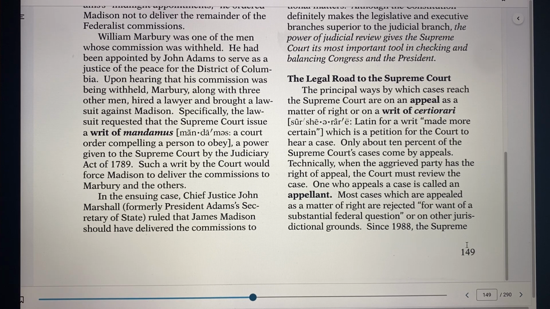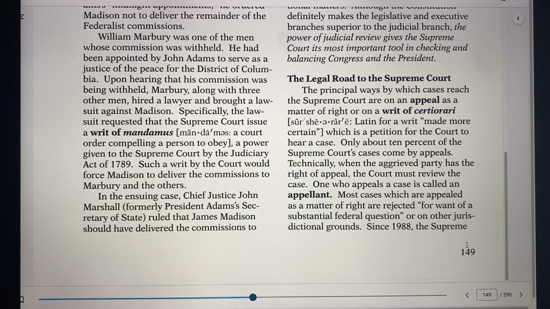And 10% of the Supreme Court cases came by appeals. The court must review the case when the party that has the right of appeal comes through, and can appeal the case to the Supreme Court. So let me read what it says here. Only about 10% of the Supreme Court cases come by appeals. Technically, when the aggrieved party has the right of appeal, the court must review the case. The one who appeals a case is called the appellant. Most cases which are appealed as a matter of right are rejected for want of a substantial federal question or on other jurisdictional grounds. So most of the cases that are appealed to the Supreme Court are rejected.